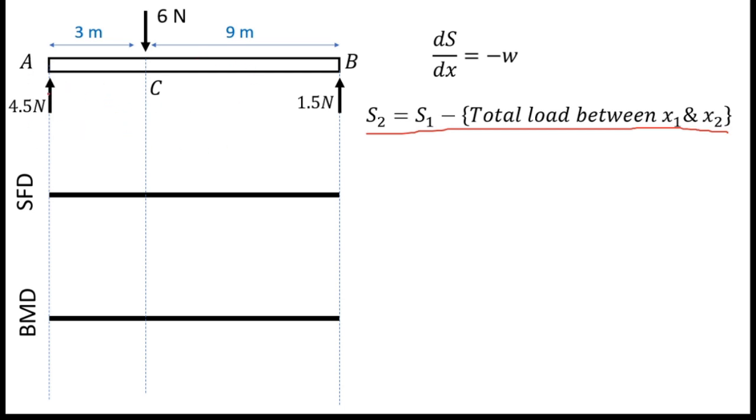So the starting point of shear force diagram is equal to the starting point force. That means this beam starts at point A. You can see at point A, there is a support reaction 4.5. So the shear force diagram starting point is also 4.5. It can be plus 4.5 or it can be minus 4.5.